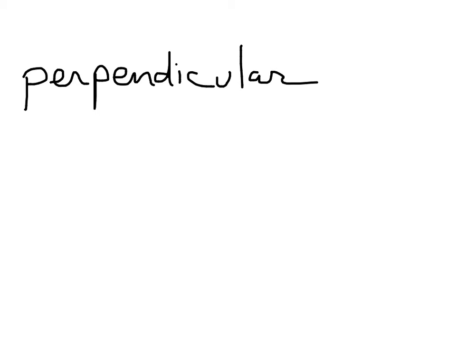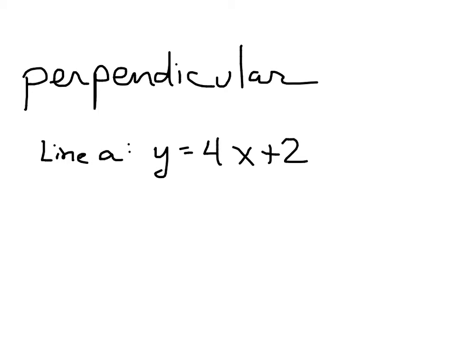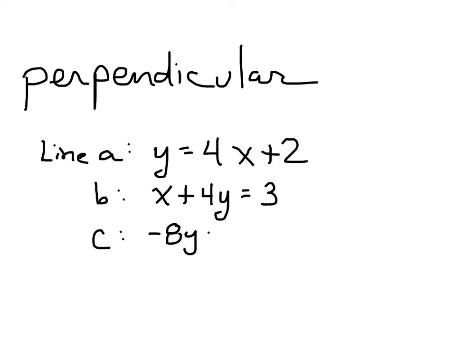Then, for example 3, it says line A is y equals 4x plus 2. Line B is x plus 4y equals 3. And line C is negative 8y minus 2x equals 16. In order to know what slope they have, they all need to be in slope-intercept form. Slope-intercept form is y equals mx plus b.